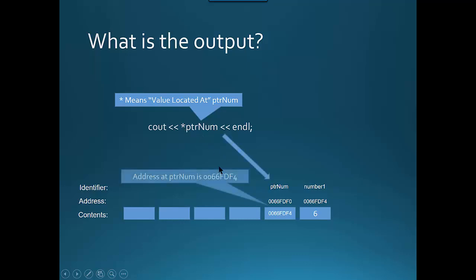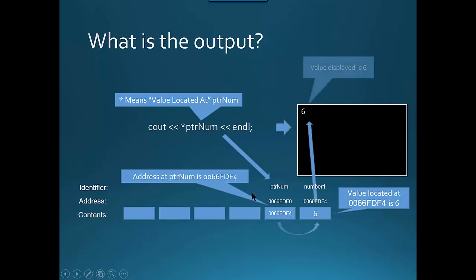And we can see that ptrNum has the address 66FDF4. Well, what's the value located at 66FDF4? That's this value 6 that's stored at 66FDF4. So when we say give me the value of the item located at ptrNum, that's going to be 6. So that's how we get the value located at a pointer. If you have a pointer and you put an asterisk in front of it, it won't return the memory address. It'll return whatever's at the memory address in that pointer.